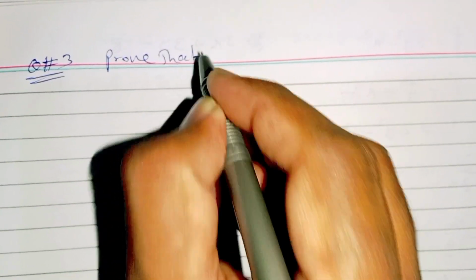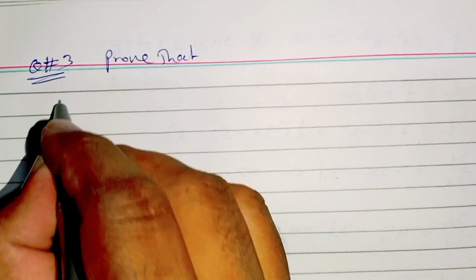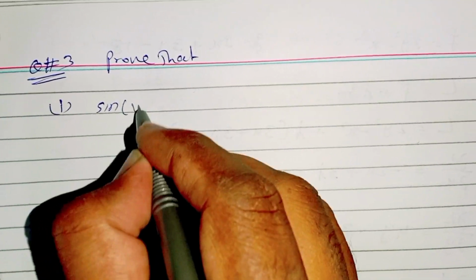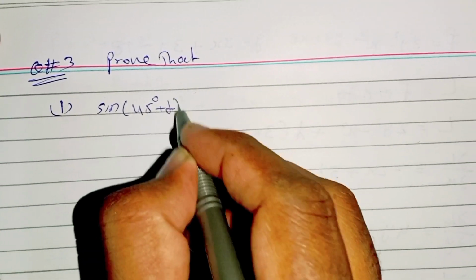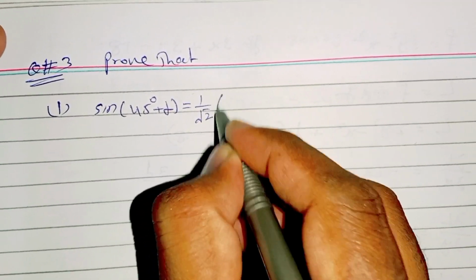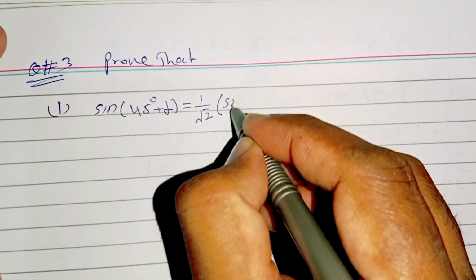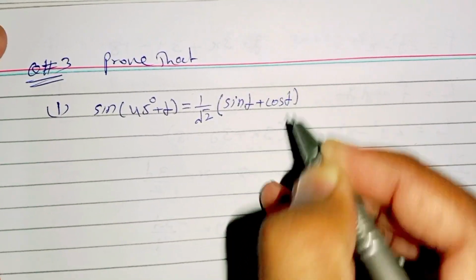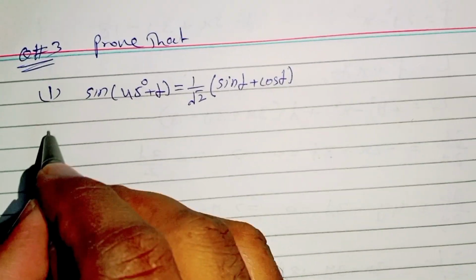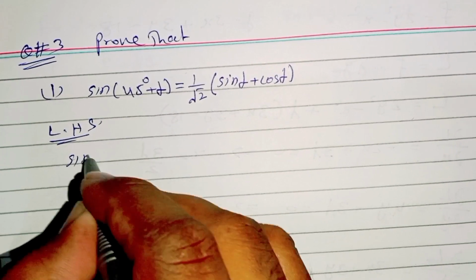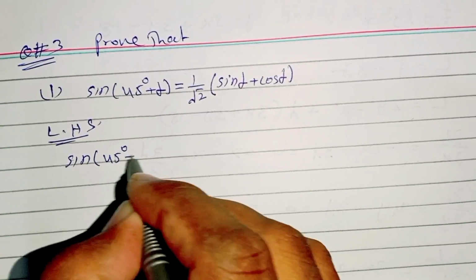Prove that part number 1 is sine of 45 degree plus alpha is equal to 1 over square root 2 into sine alpha plus cos alpha. Taking left hand side, sine of 45 degree plus alpha.